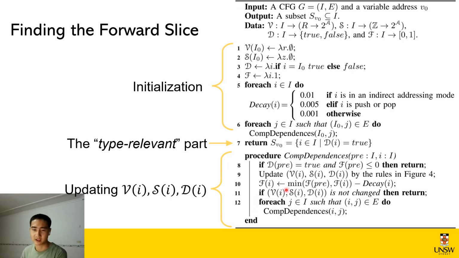After the update, if those things are not changed, then simply return. If it's changed, then we can do a recursion to call itself to do the following computations. After this is done, we can return the type relevant part at line 7.